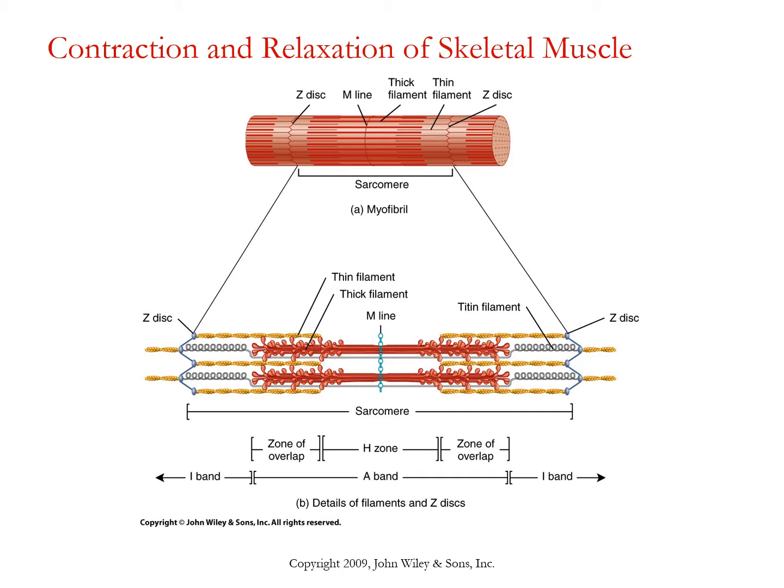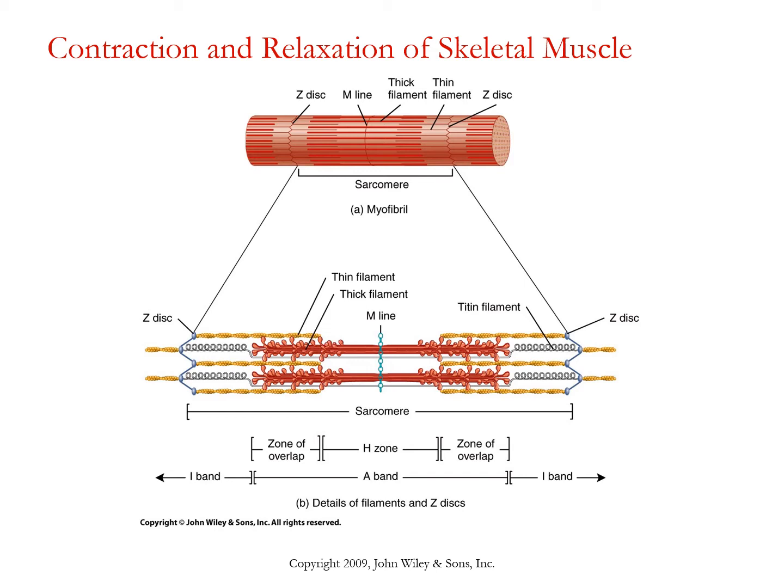Now, the area spanned by the length of the thick filaments is called the A band. At the end of each A band is a zone of overlap, where the thin filaments overlap with the thick filaments. At the center of each A band is a slightly lighter region containing only thick filaments and no thin filaments. This is called the H zone. So at the center of the A band, you have the H zone, the naked thick filament zone, if you will. And at the center of the H zone, we have the M line, which is anchoring these thick filaments.